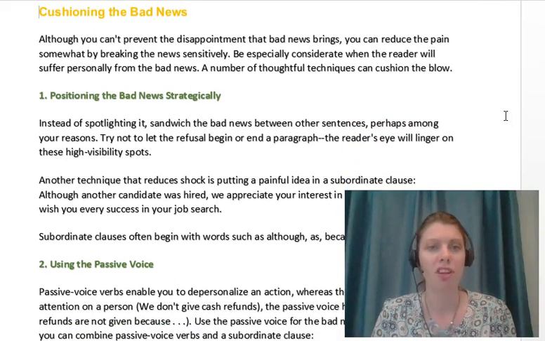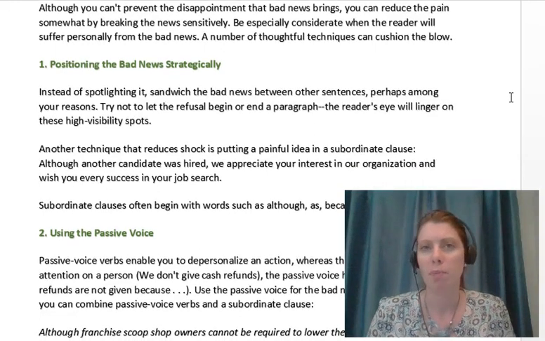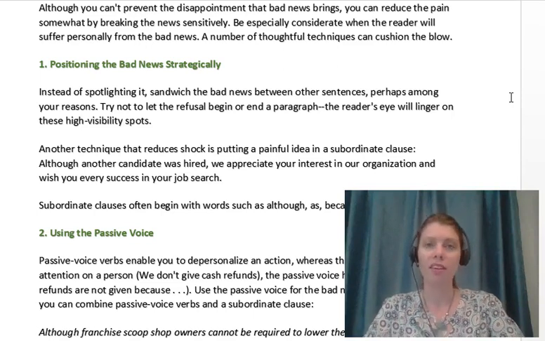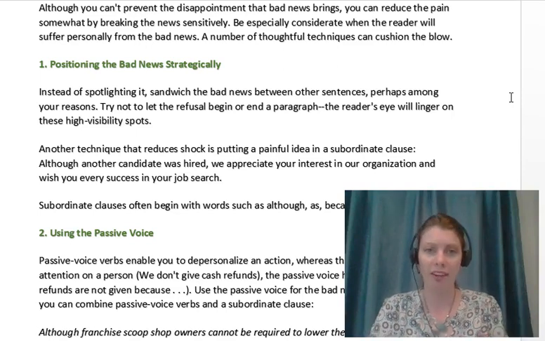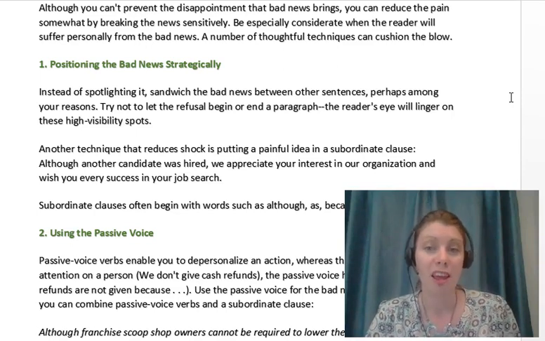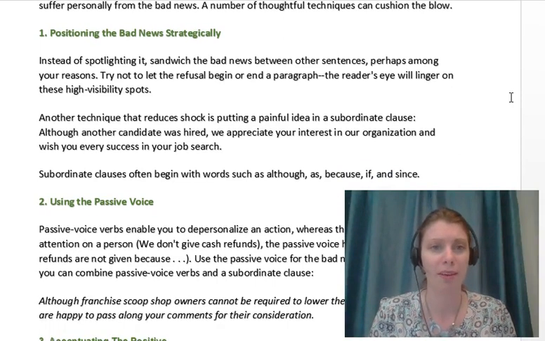Things like positioning the bad news strategically. So what does this mean? Instead of spotlighting it, sandwich the bad news between other sentences, perhaps amongst your own reasons. Try not to let the refusal begin or end the paragraph, because the reader's eyes will linger on what starts and what finishes. Not to mention, they're more likely to remember what came first and what came last. So the sandwich thing is like how we give feedback, right? So sandwich your bad news.